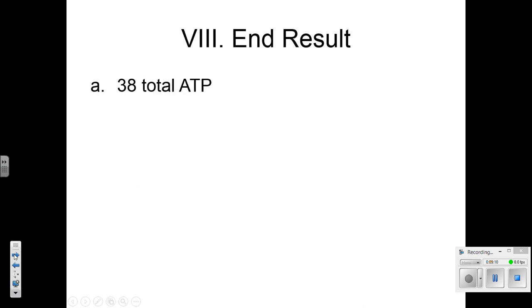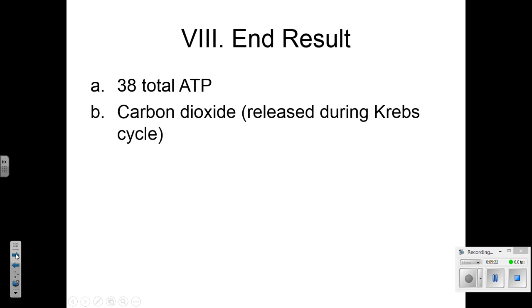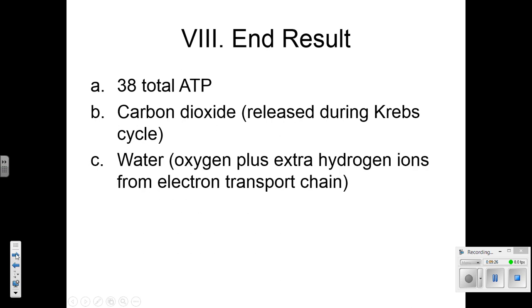By the end of this, we get 38 ATP because we made 34 in the electron transport chain and we made 4 in the first 2 stages. So we get a lot of ATP out of that. We get carbon dioxide waste that was released during the Krebs cycle. We get water waste that was released during the electron transport chain. So pretty much everything on the right side of the equation for cell respiration is all waste. The only thing we're focused on is ATP. That's what we want to get out of it.